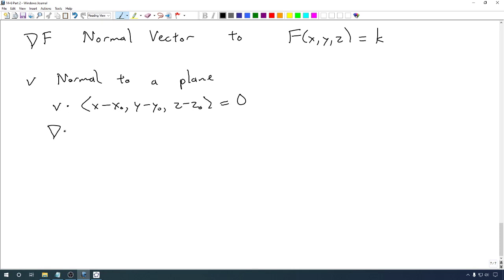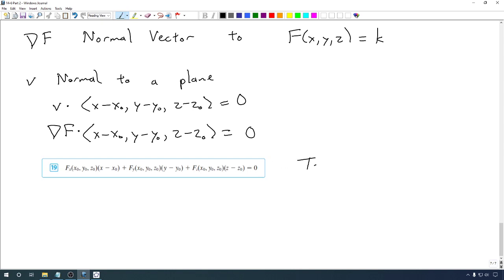So in this particular case, if we look at nabla f dotted with the same vector, and set that equal to 0, this is going to be the equation of a plane that is essentially just going to be the tangent plane to the surface, because the gradient of f is perpendicular to the surface. If we go ahead and expand this out, we get this equation. So this is our equation of a tangent plane. And all this really is saying is that the gradient of f is the partial derivatives with respect to x, y, and z multiplied by these x minus x naught, y minus y naught, and z minus z naught.